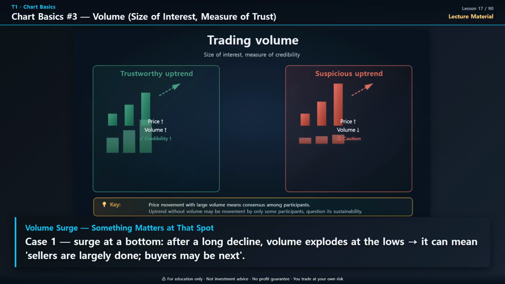Case 1. Surge at a bottom. After a long decline, volume explodes at the lows. It can mean sellers are largely done. Buyers may be next.